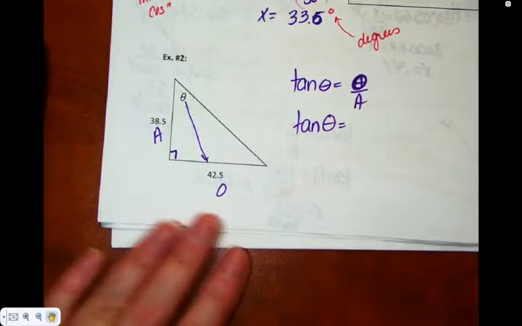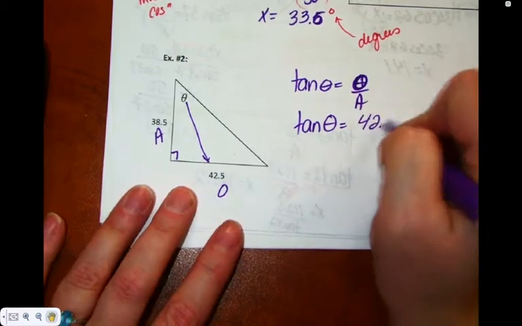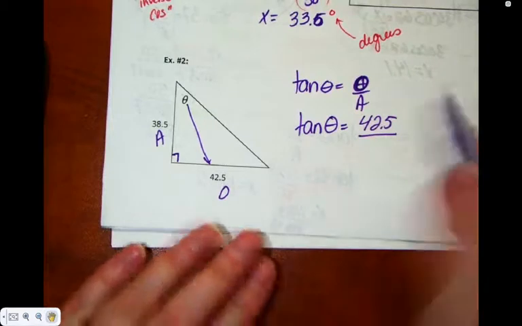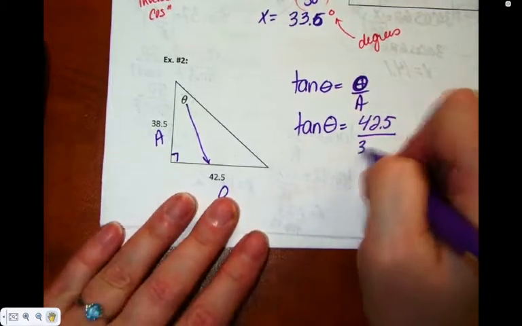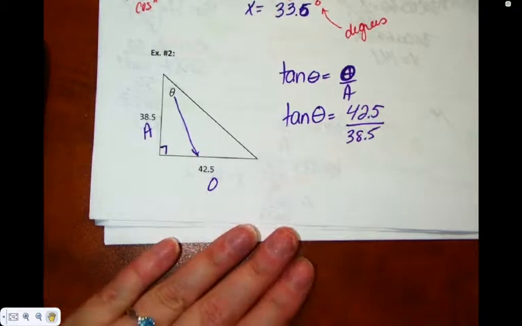Do we have an O? Kate? Do we have an A? There is step number 3.